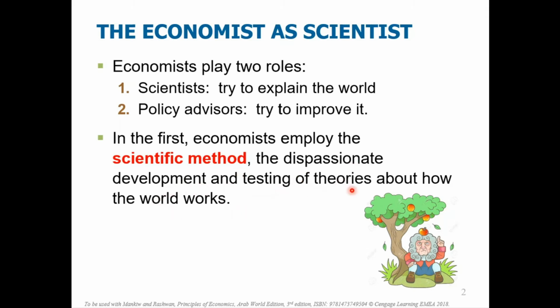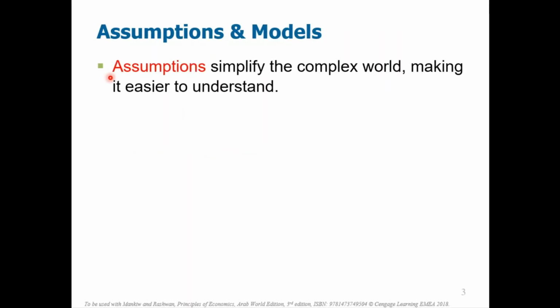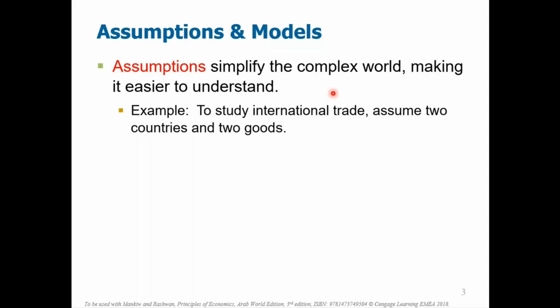So here we use different theories. Also, we use empirical evidence in order to explain some problems. We provide solutions based on theories and based on empirical evidence. Whenever we try to explain a theory or a model, we provide some assumptions. What do we mean by assumptions here? It's about simplifying the complex world, making it easier to understand. In order to explain theories about economics, we make some assumptions in order to simplify them.